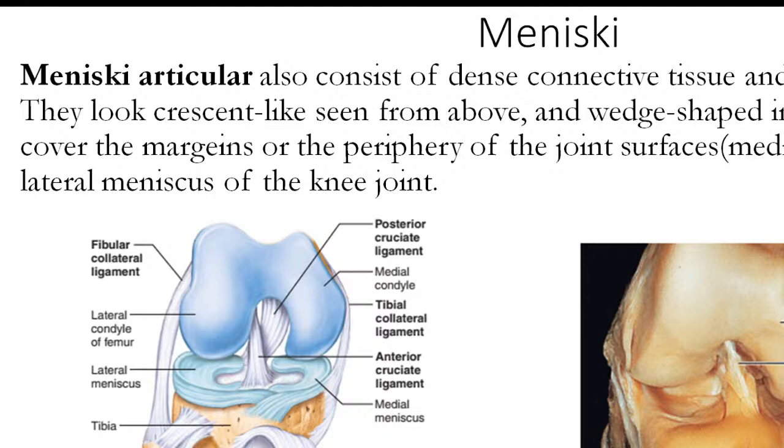Now you see the patella. This is the ligament. This is the meniscus. This is articular cartilage. This is the ligament. This is the tibia, the fibula.